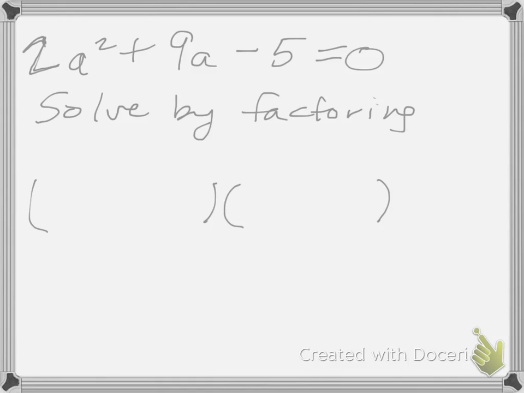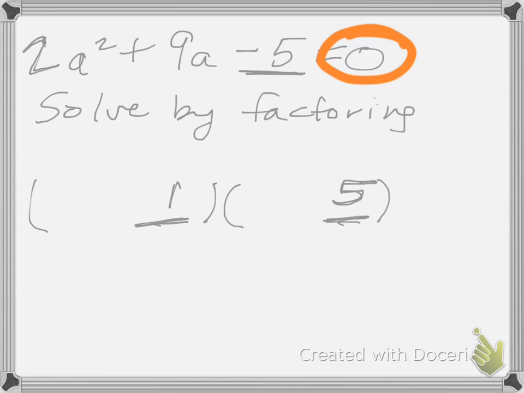Your other clue that you are solving this by factoring is that you've got this equals 0 here. It has to be set equal to 0 for you to solve it by factoring. So let's factor it. We're thinking about factors of -5 are going to go here, right? The only thing that's going to work for that is a 5 and a 1. I'm going to hold off on my sign yet.